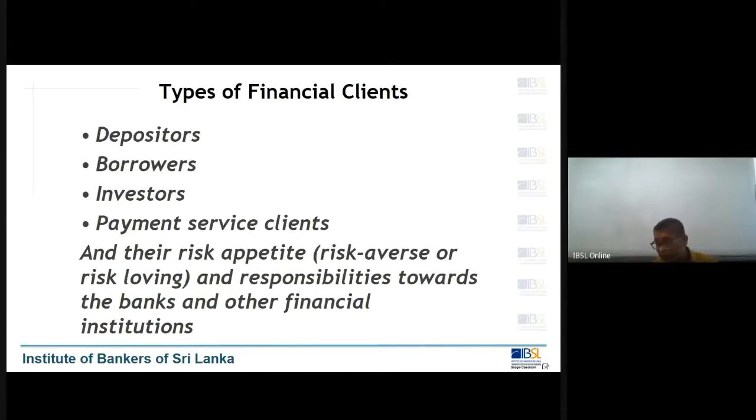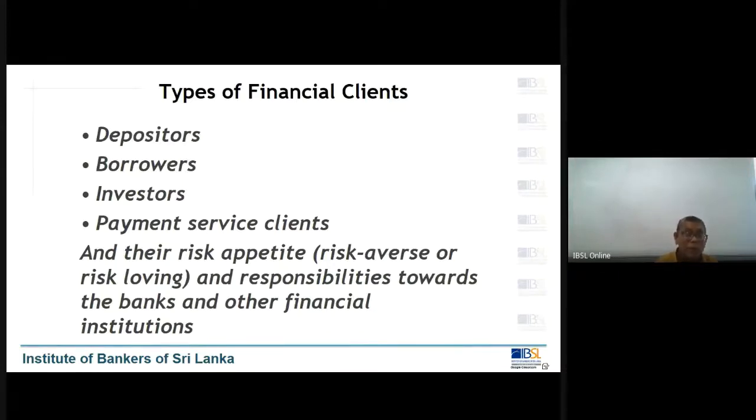So what are the characteristics of individual credit products, lending products? What are the features of borrowers? What type of people are going for housing loans? We need to understand the type of financial clients who buy these lending products, right? Then we go on to investors, right?